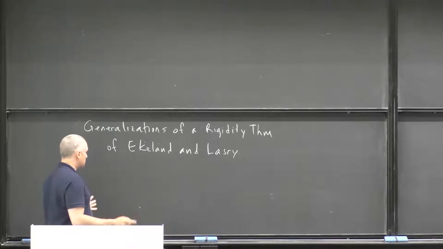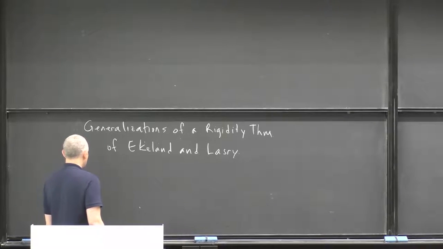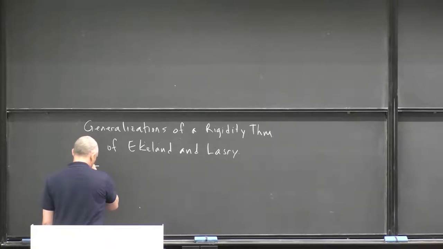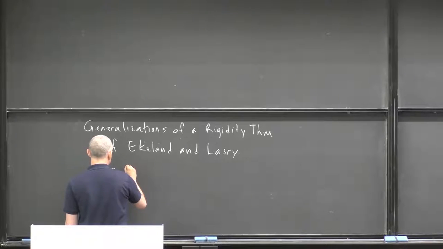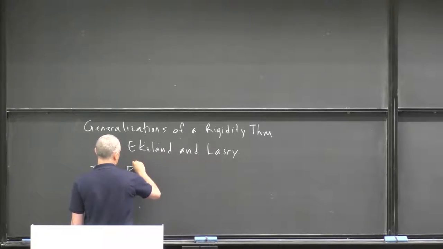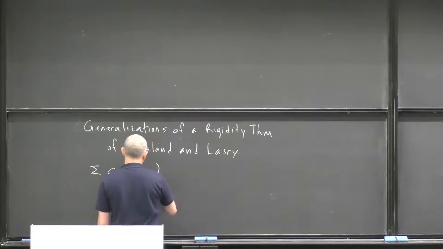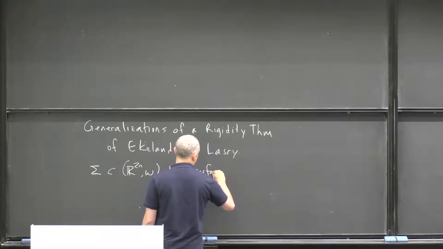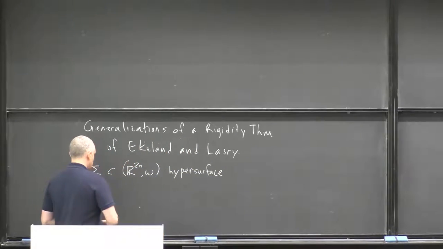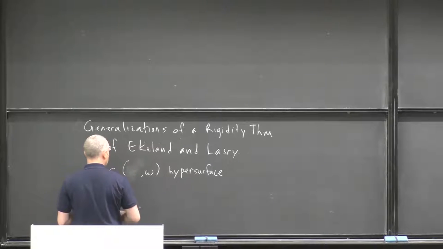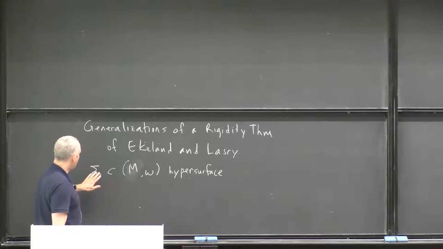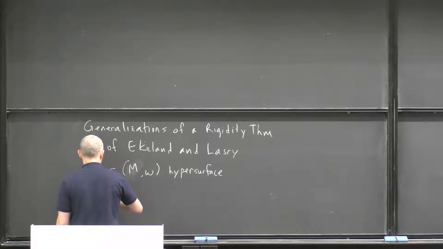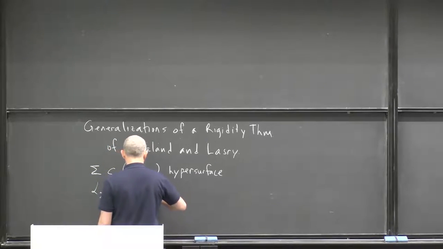So this is a theorem about closed characteristics on convex hypersurfaces in R2n. The players are as follows. Let's just consider a hypersurface in R2n with its standard symplectic structure. And this could actually be any symplectic manifold, so maybe we'll do it in the general case here. And the hypersurface inherits a special line bundle, L sigma, which is just the kernel of omega restricted to sigma.